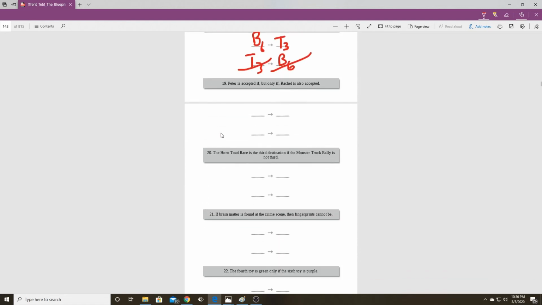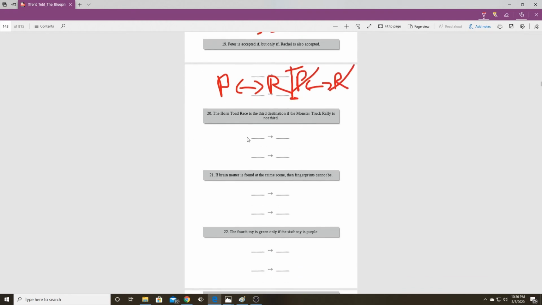Okay. Peter and Rachel, but only if. If, but only if. So, we already know what this means. Super easy. They're both the sufficient and the necessary clause. Very easy. If either accepted, then they're accepted. If one isn't accepted, the other isn't accepted. It's easy stuff.